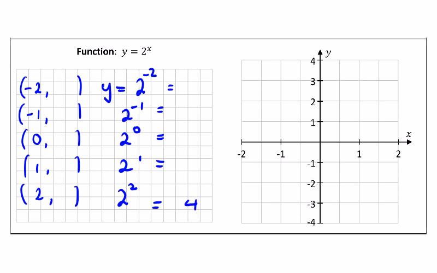2 to the power of 2 is 4, 2 to the power of 1 is 2, 2 to the power of 0 is 1. What's happening? We're dividing by 2 each time, just checking your calculator. 2 to the power of minus 1 is 1 over 2, and 2 to the power of minus 2 is 1 over 2 to the power of 2, which is 1 over 4.